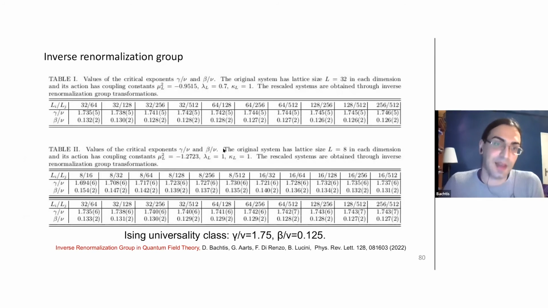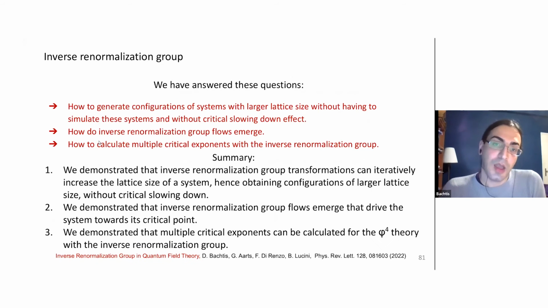I want to emphasize that to obtain these results, we only had to do one simulation. This is the simulation for a lattice size 32 in the table at the top, and for a lattice size of 8 in its dimension for the table at the bottom. So now we have answered these questions: how to generate configurations of systems with larger lattice size without having to simulate these systems and without experiencing the critical slowing down effect, how inverse renormalization group flows emerge in a system's parameter space, and how to calculate multiple critical exponents with the inverse renormalization group.